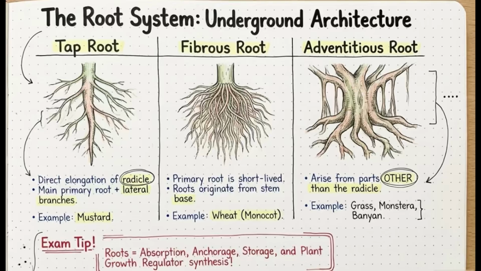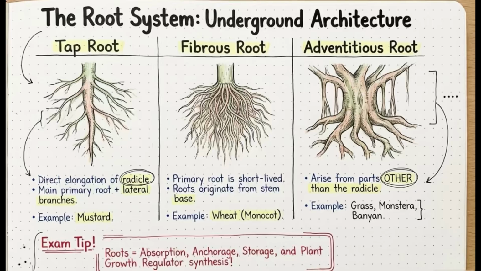Right. The notes mention monstera plants. Yeah, or think of those massive banyan trees. Oh, with the thick wooden pillars dropping straight down from their branches. Exactly, to prop themselves up. Or even just grass spreading across your lawn. Those are adventitious roots. Okay, so that's the macro view of roots.